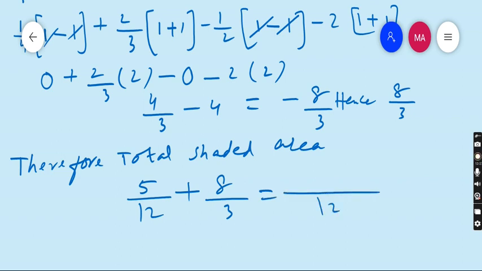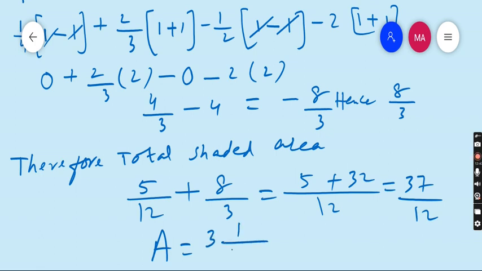Take the LCM of 12. 5 plus 3 4s are 12 and 4 8s are 32. It is 37 upon 12, or in mixed number you can write 3 whole 1 upon 12. So this is our final answer.